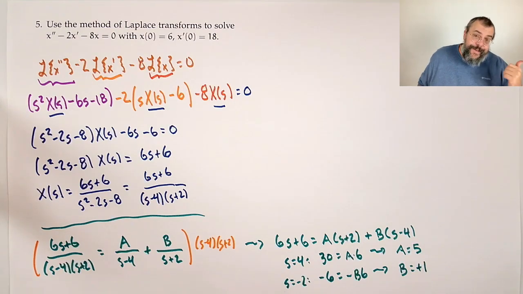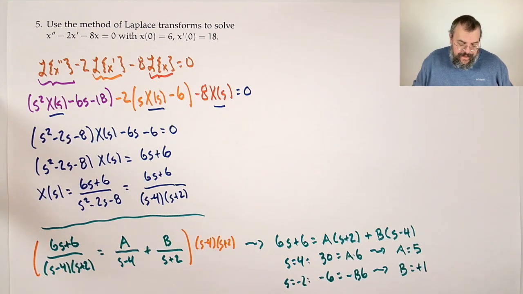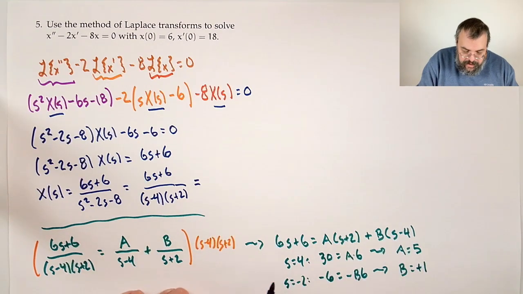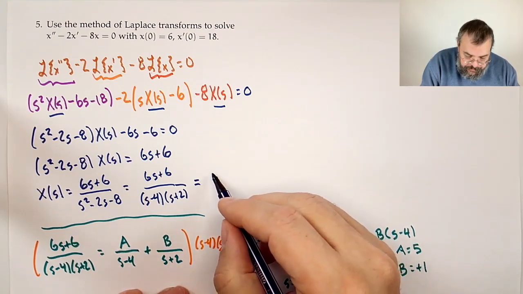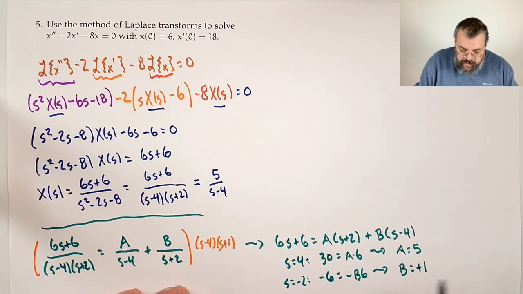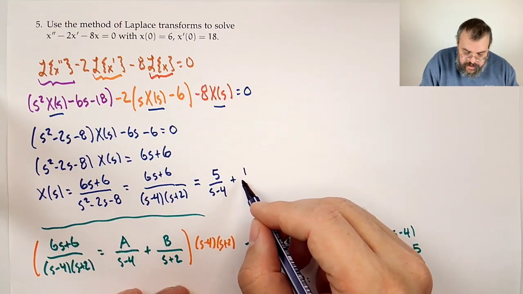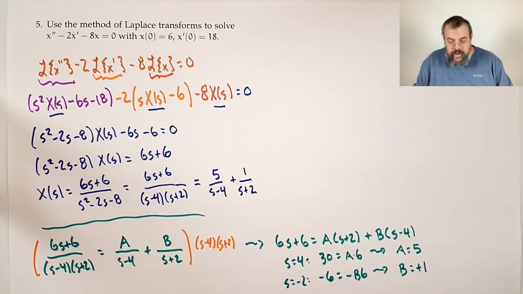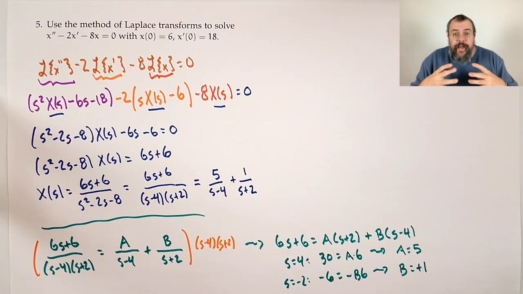All right, so what does that tell us? Well, now we jump back and say, hey, x of s, we can use our algebra result to say this really looks like a, which is 5, over s minus 4, and b, which is 1, over s plus 2. Okay, and now where to go from here? Well, we've now pulled it apart.